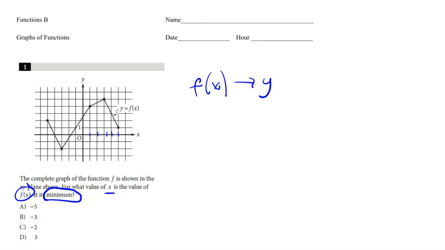So looking at y values, this would be the lowest y. All right, that's the minimum. But the question said, what is the x value? What value of x? So the value of x is going to be at -1, -2. Looks like right there at -3. So the correct answer is B.